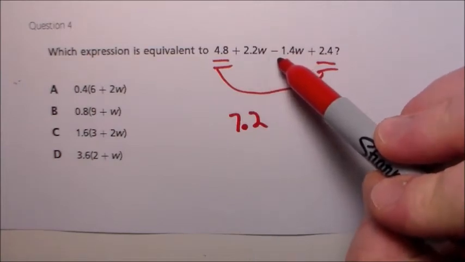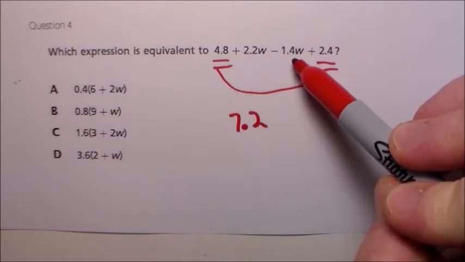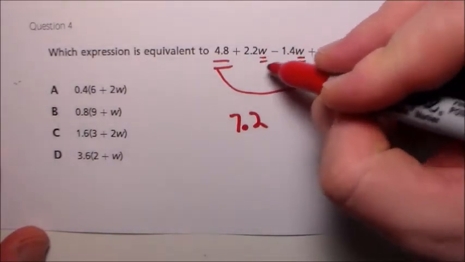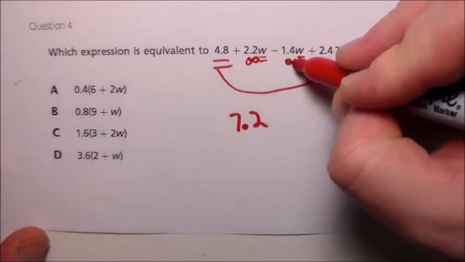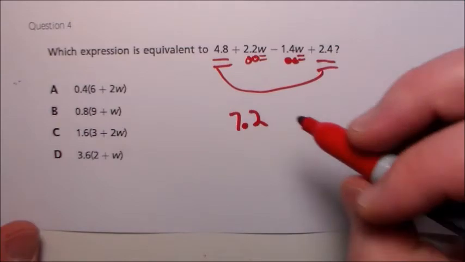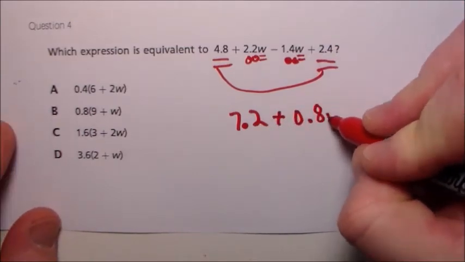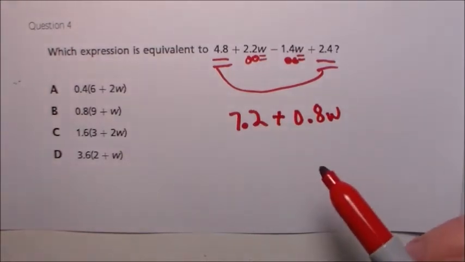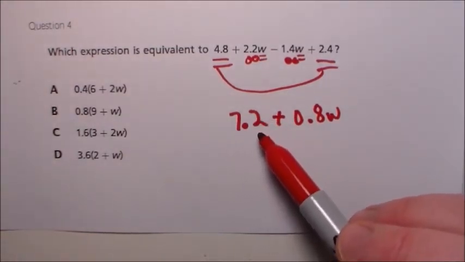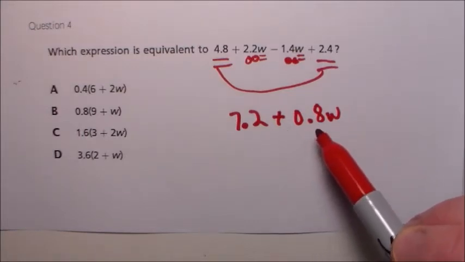Then we have plus 2.2w minus 1.4w. So they can talk to each other, right? They're both w's. And what do we get when we have plus 2.2 minus 1.4? We have plus 0.8. And don't forget the w. Okay, so we're good. We have 7.2, which is 72 divided by 10, plus 0.8w, which is 8 divided by 10.